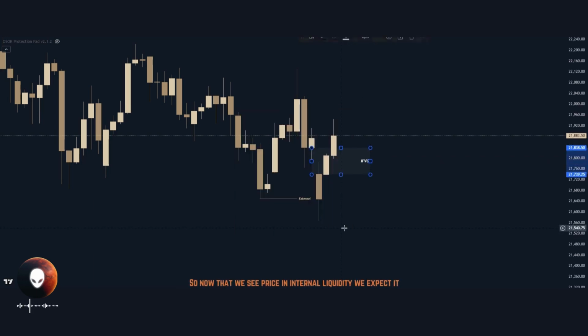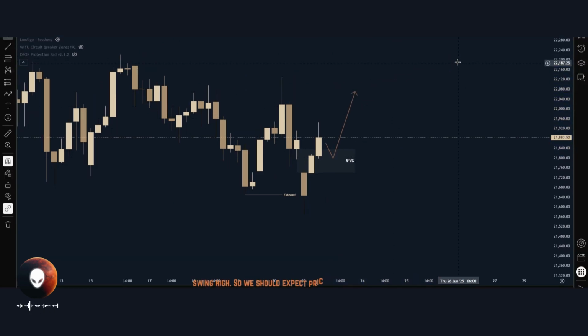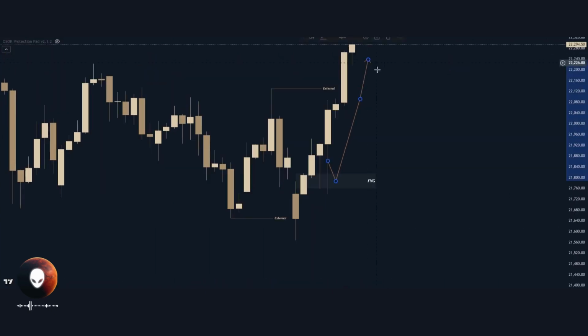So now that we see price in internal liquidity, we expect it to go to external liquidity, which now takes the form of a swing high. So we should expect price to expand upward.